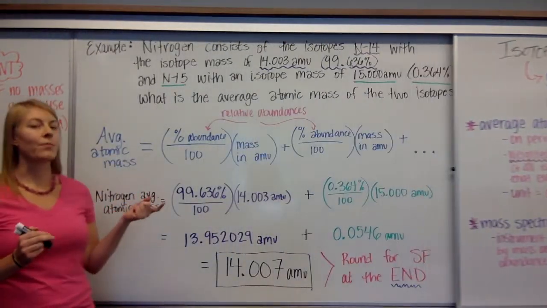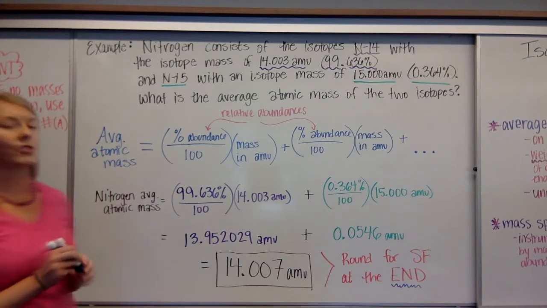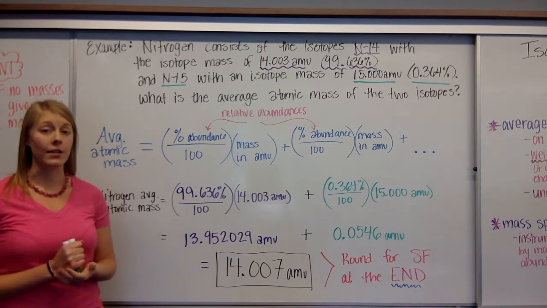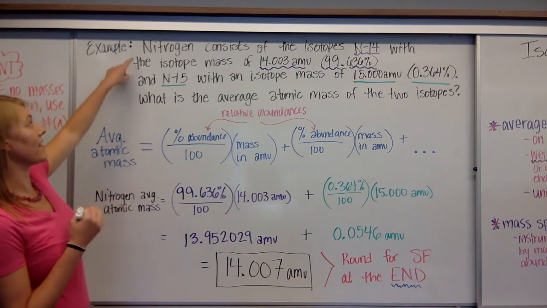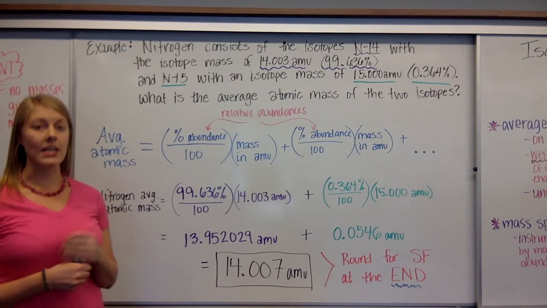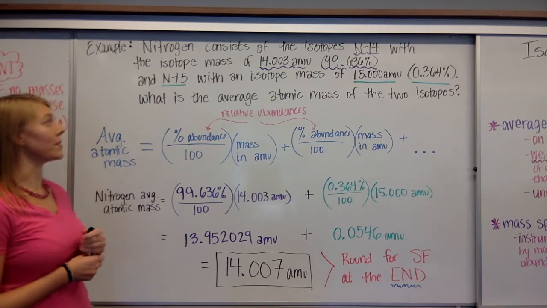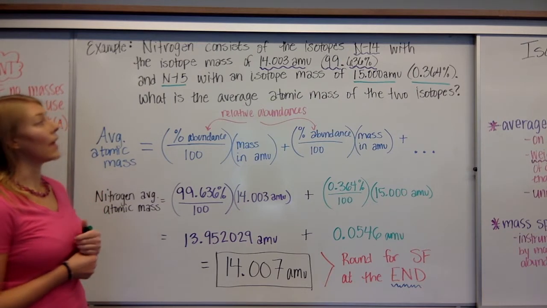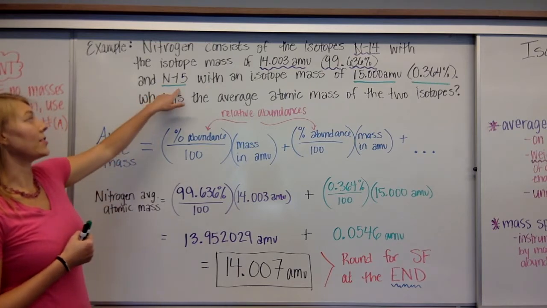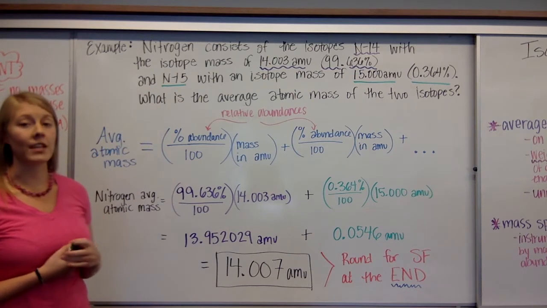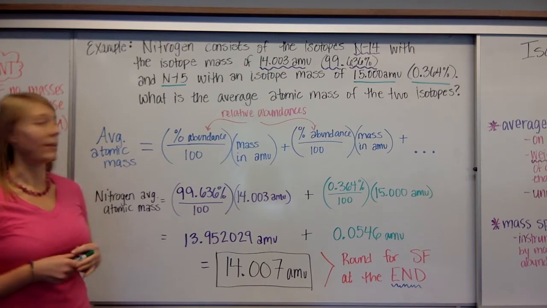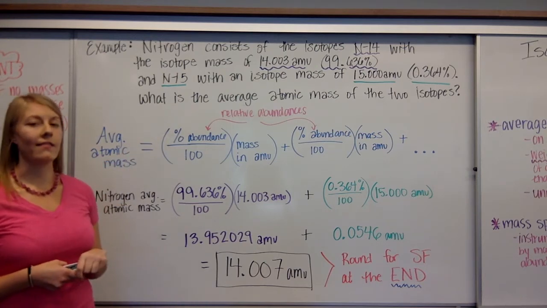So you saw on that last board that the average atomic mass is going to be closest to whichever isotope is most abundantly occurring in nature, right? So we're going to see these different abundances. In this example, it says nitrogen consists of the isotopes N14 with the isotope mass of 14.003 AMU, and that occurs 99.636% of the time in nature. And nitrogen-15 with an isotope mass of 15.000 AMU, which occurs 0.364% of the time in nature. What is the average atomic mass of the two isotopes?